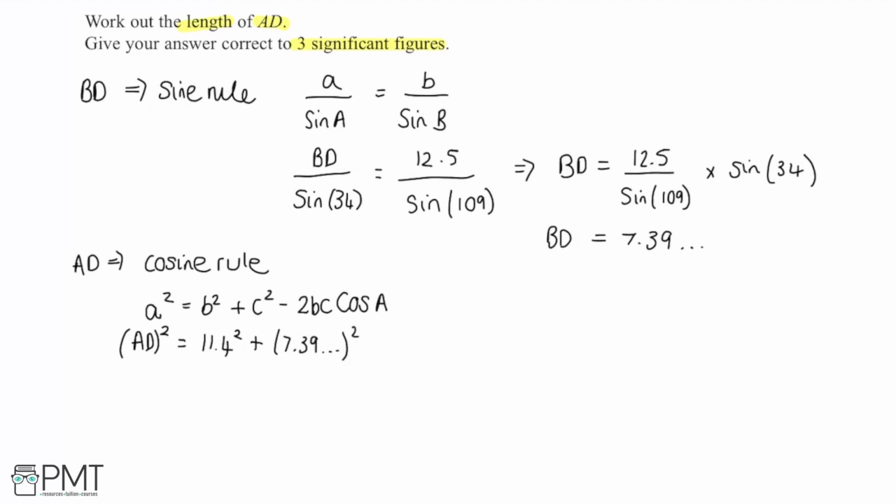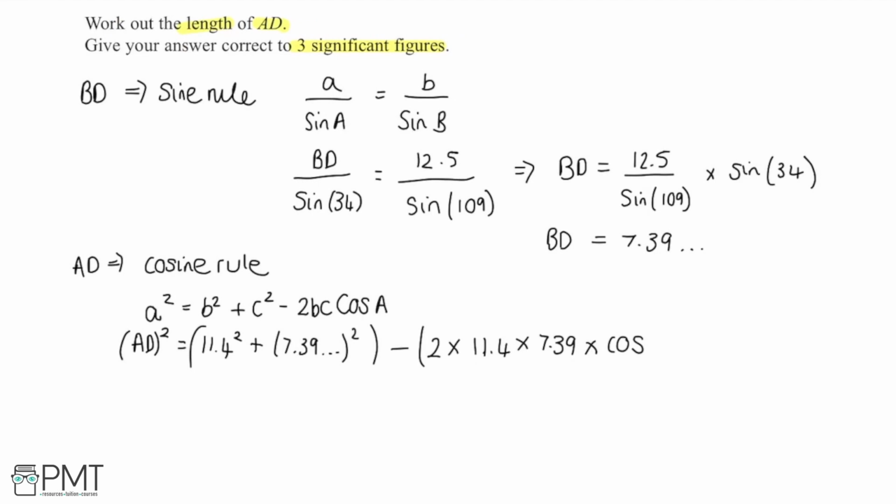Then from that, we're going to subtract 2 lots of b times by c, which is the 7.39, times by cos of the angle between b and c, which is going to be 86 degrees. And then if we sub that into our calculators to find AD squared, we're going to get an answer here of 172.85, etc. That's using the non-rounded values.